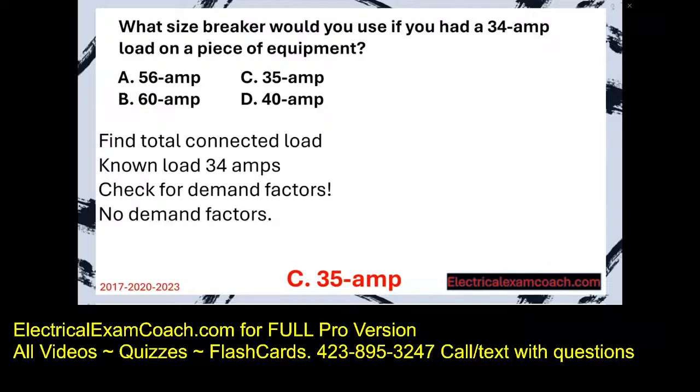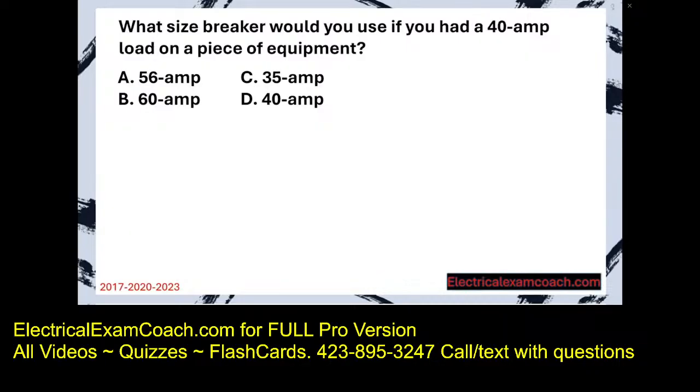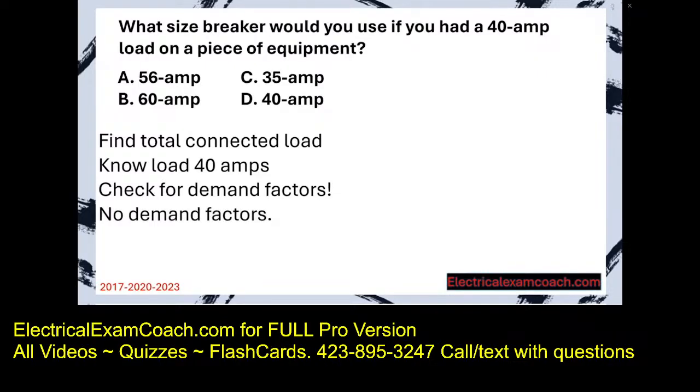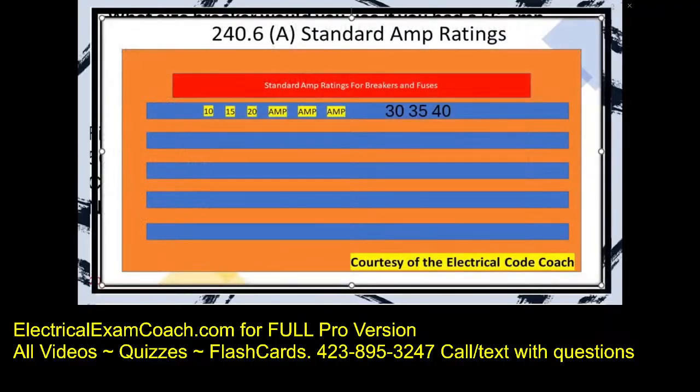Let's get to it. What size breaker would you use if you had a 40 amp load on a piece of equipment? Step 1, find the total connected load. The known load right now is 40 amps, but we check for demand factors. In this case, there are no continuous loads or specific pieces of equipment. Therefore, there are no demand factors. We're going to head to table 240.6(A). Even though we feel confident that it's a 40, I want you to always be in the practice of flipping to the table and verifying that you have the correct size breaker. And in this case, we land right on a standard size, so we're going to select 40.